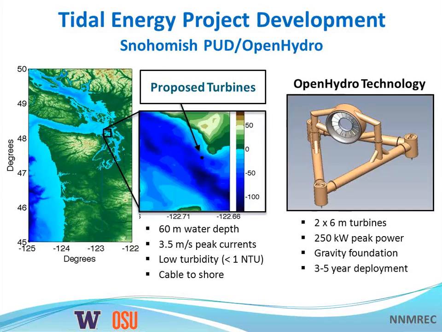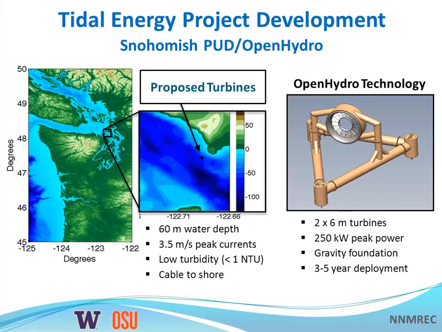The relevant features for the site are that the water is 60 meters deep, or about 1 kilometer from shore, which means that it's going to be very difficult, or nearly impossible, to service the deployed device using divers, so everything has to be done using ROVs or surface vessels. The peak current velocities are about 3.5 meters per second, so all of the equipment needs to be designed to survive those sort of conditions.